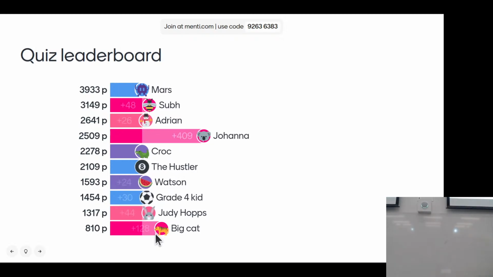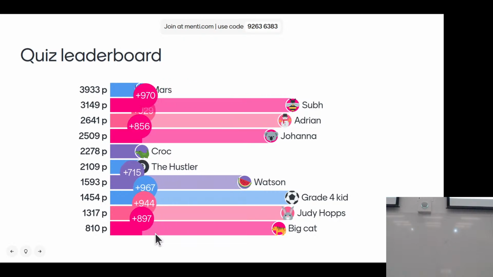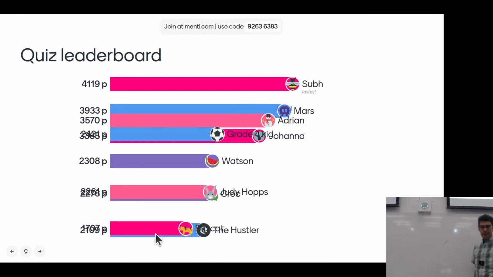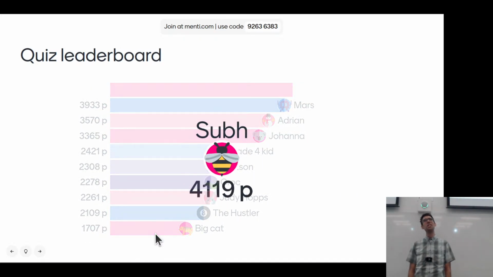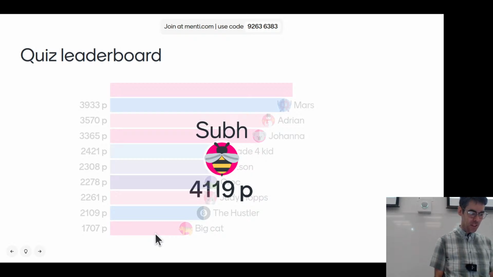All right, let's see where we're at. Let's see if Mars's lead was able to stay up at the top. Whoa, someone took the lead from Mars. Okay, so congratulations, Sub, and congratulations, grade 4 kid, for working your way up to the top from the bottom there, and everyone else. Thank you all for participating.